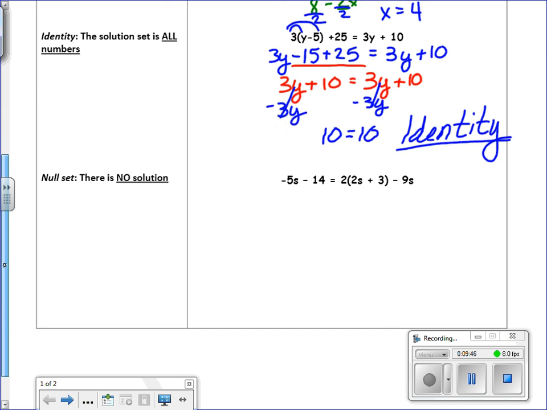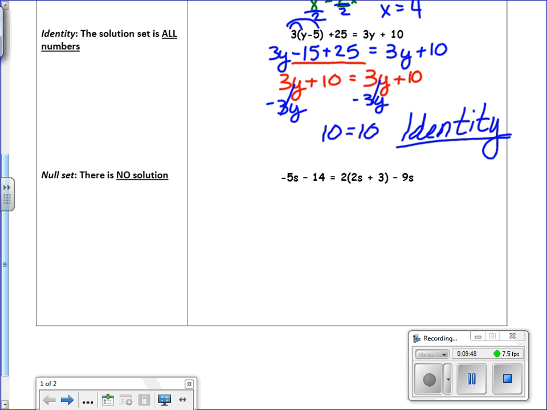Now, the opposite of identity would be a null set. So let's go ahead and work this one out. The first step says to go ahead and distribute. So of course I'm going to distribute 2 to 2s and 2 to 3. But make sure, and I hope that you've been watching, I'm bringing everything down line by line. So I'm going to rewrite negative 5s minus 14 equals 4s plus 6 minus 9s.